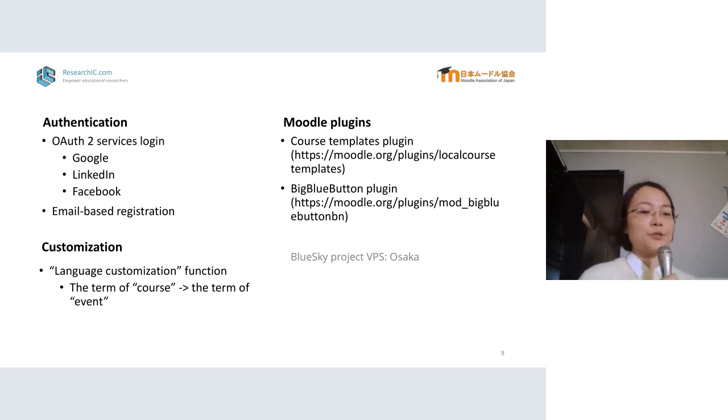I also tried to customize the language of the platform by replacing "course" with "event", so it becomes more event-oriented than course-oriented. I use the course templates plugin to implement a standardized event style so that every event can apply that template, and basically every event has the same look, style, and procedure. Then I use Big Blue Button, thanks to the support from Adam and Tom from the Blue Sky Project. So it's running very well.